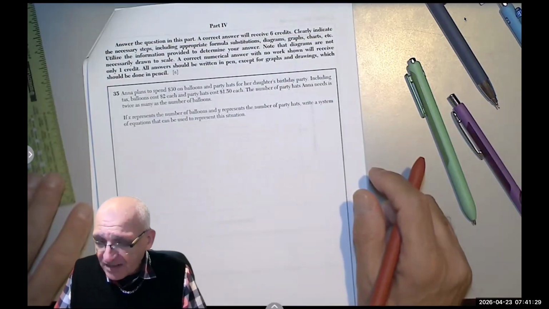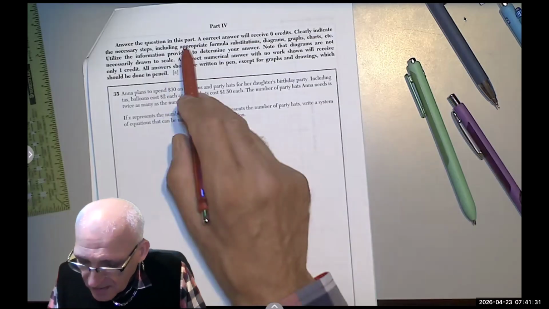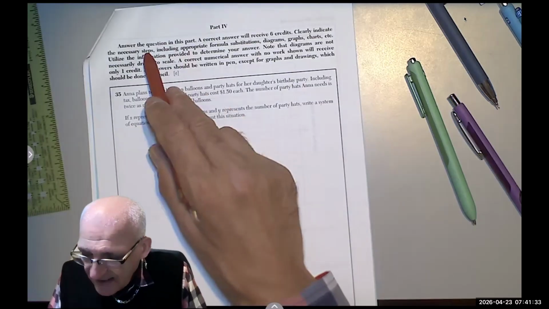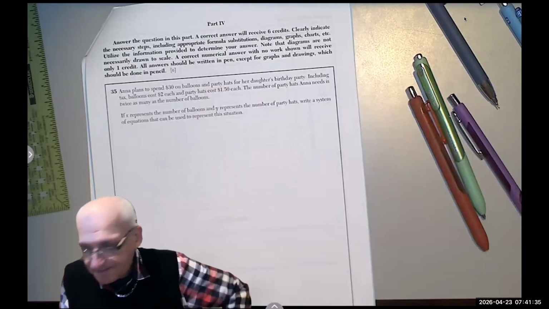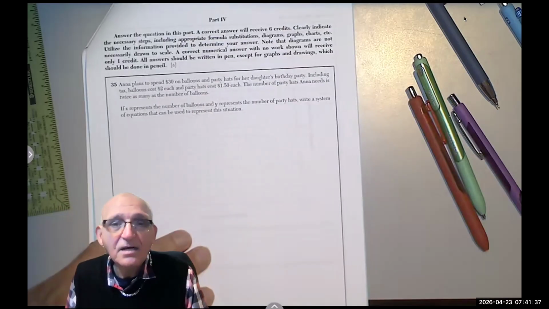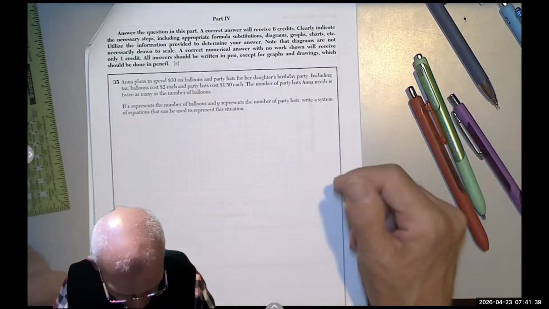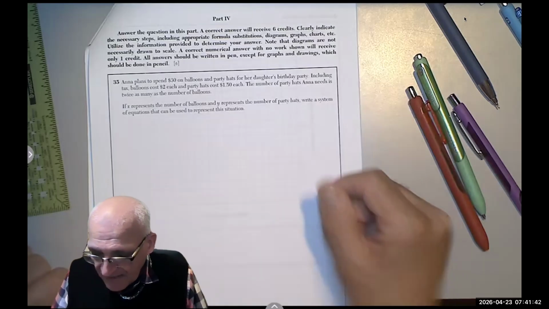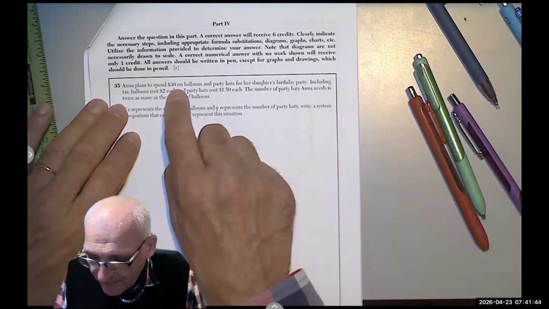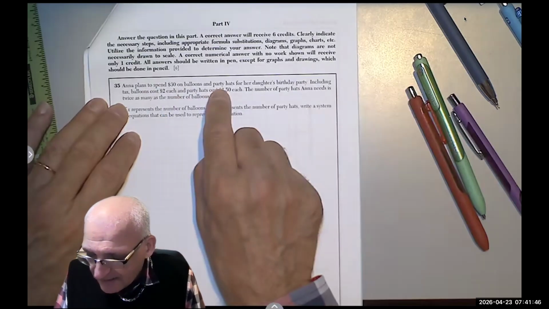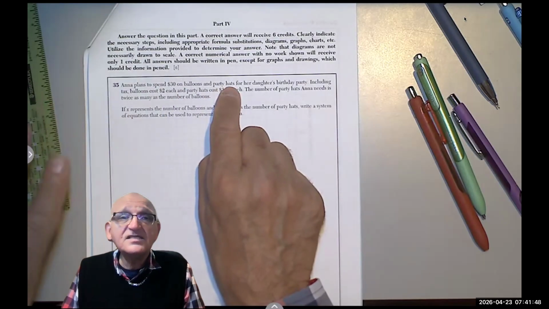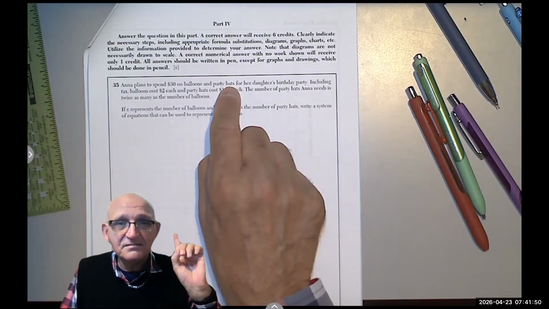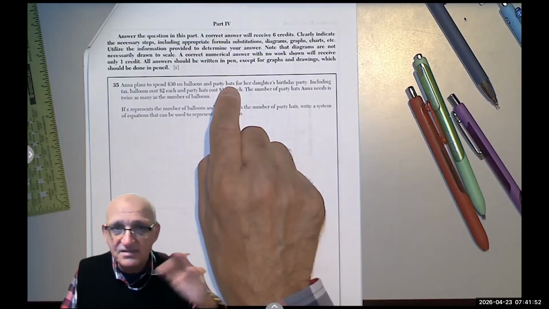Okay, part 4. It's only one question and it's worth 6 credits. So it didn't take that long. We can complete this. It says Anna plans to spend $30 on balloons and party hats. Oh, this is exactly like the nickels and dimes. Same idea.